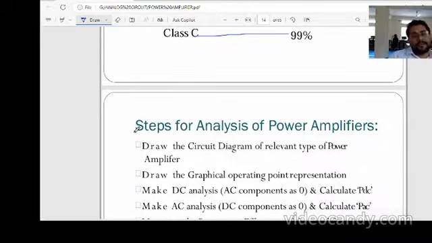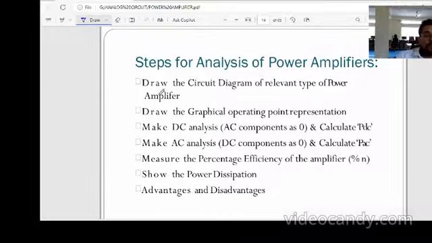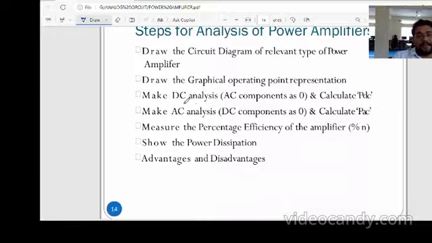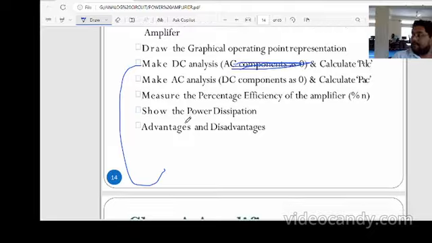Next, the steps for the analysis of power amplifiers. First, we follow some steps to draw the graphical operating point representation. Make the AC component zero when doing the DC analysis. We are doing the DC analysis because we need to calculate the efficiency. For efficiency we need the DC power and the AC power, so at that time we will calculate them.